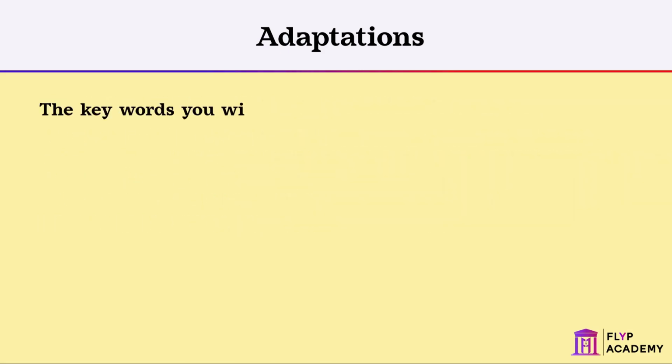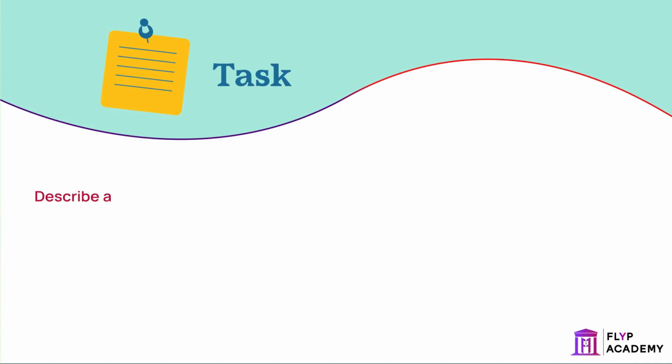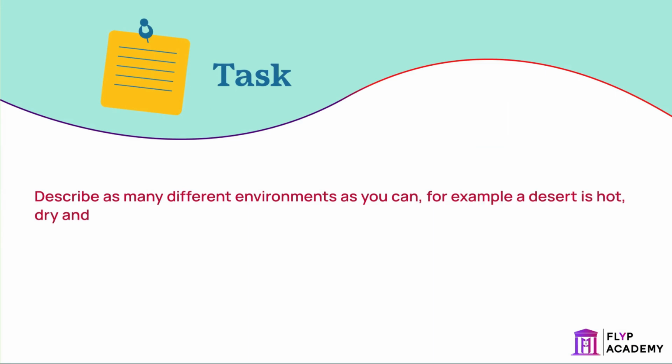The key words for today are adaptation, structural, behavioural, functional, extremophile. Living organisms live in many different environments. Task: describe as many different environments as you can. For example, a desert is hot, dry and sandy.